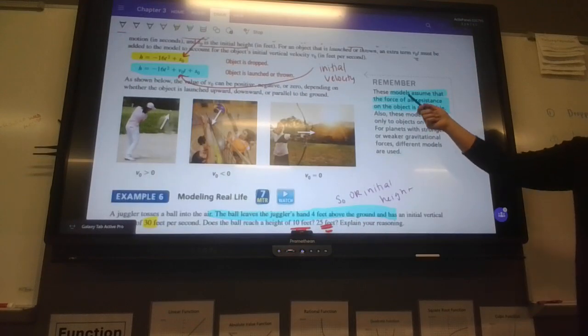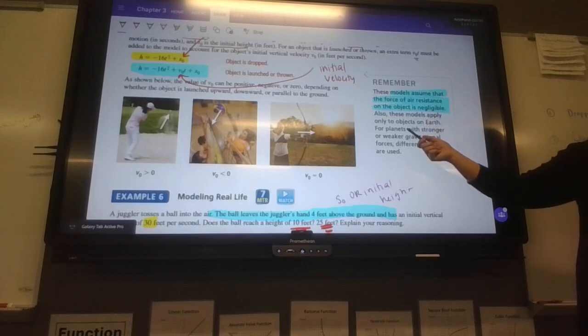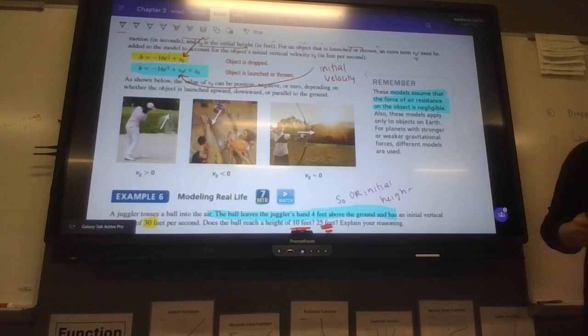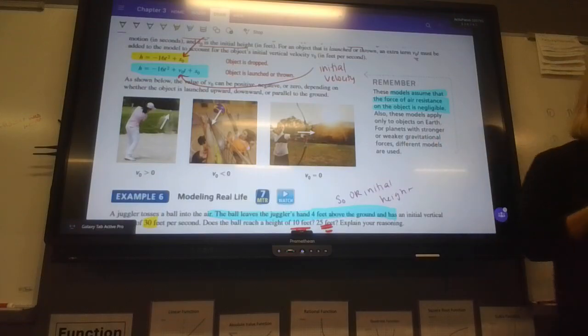These models assume that the force of air resistance on the object is negligible. These models apply only to Earth. Planets with stronger or weaker gravitational forces, it's just a different A value.